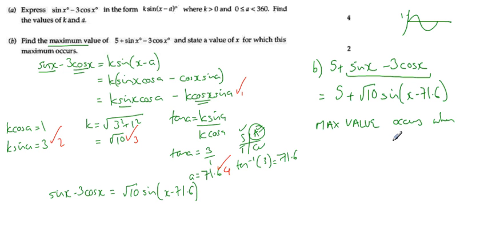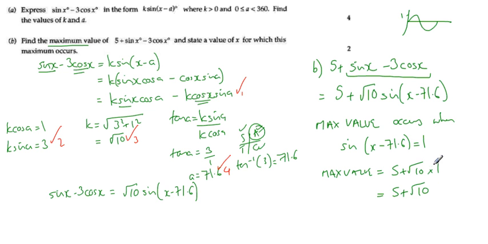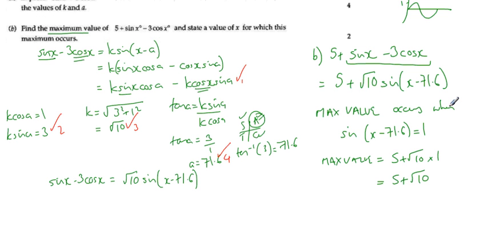Okay, now I'm going to write this out fully. So sine of x minus 71.6 is equal to 1. Okay, that's when your max value happens. So that means max value is equal to 5 plus root 10 times 1. So just 5 plus root 10. Now that's a lot of work in there just for being able to look at that and see. That's fine, that's only going to be 1 mark.